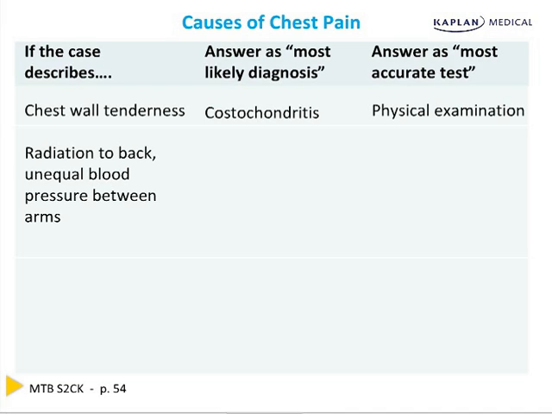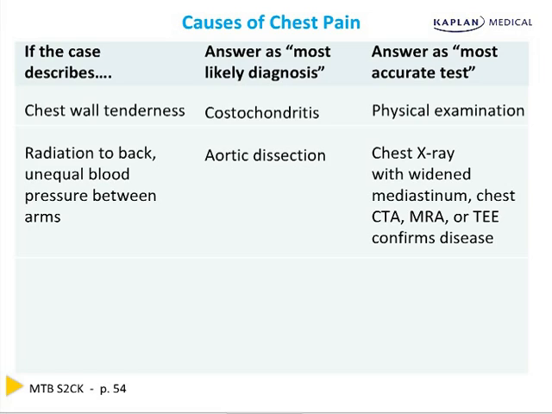When it radiates to the back and there's unequal blood pressure, I saw this just today, an aortic dissection is critically important. An aortic dissection with pain radiating to the back. A chest x-ray will show a widened mediastinum, as we saw today. Just remember the CT angiogram, MRI, which is magnetic resonance angiogram, and TEE are virtually interchangeable. They're all over 90% sensitive and specific.